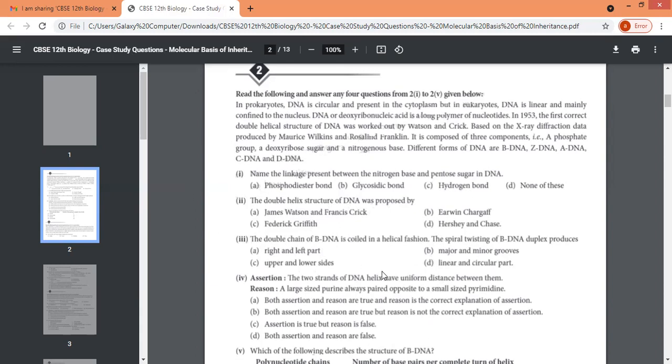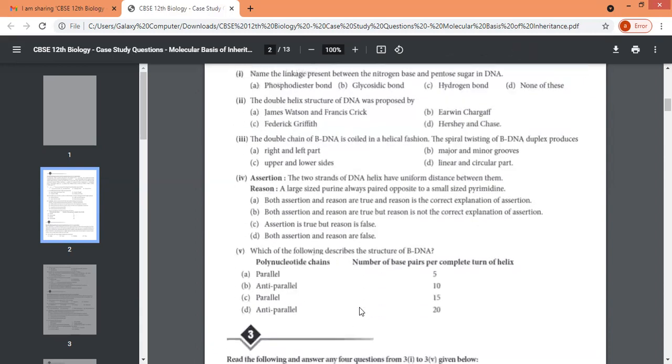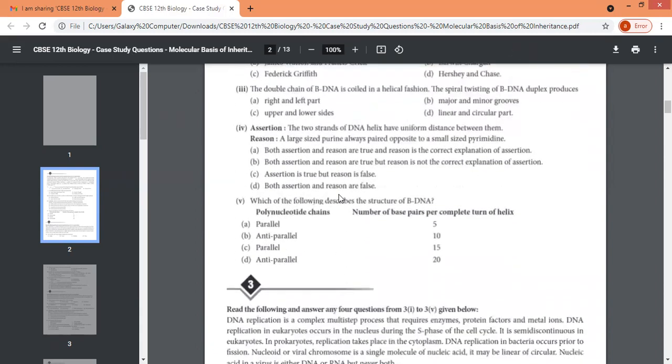Third, the double chain of B-DNA is coiled in a helical fashion, and the spiral twisting of the B-DNA duplex produces right and left parts, upper and lower sides, major and minor grooves, or linear and circular parts. And the fourth question, very important, is an assertion reason question. The assertion is: the 2 strands of the DNA helix have uniform distance between them. The reason is: a large sized purine is always paired opposite to a small sized pyrimidine. You see A, B, C, D, and you have to choose one from here, and that will be your answer.